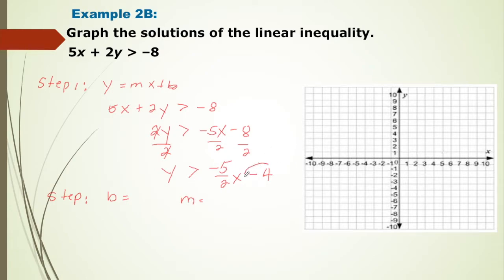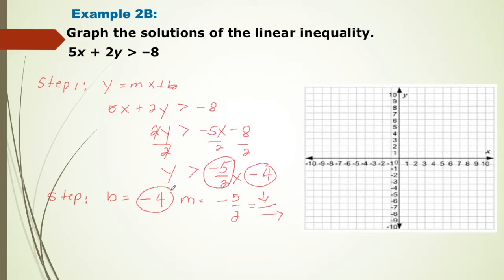So your y-intercept is negative 4 and the slope is negative 5 over 2. Remember, this is rise over run. 5 is negative, so you should go down 5 units, and 2 is positive, so your run is 2 units to the right. So let us first plot negative 4.